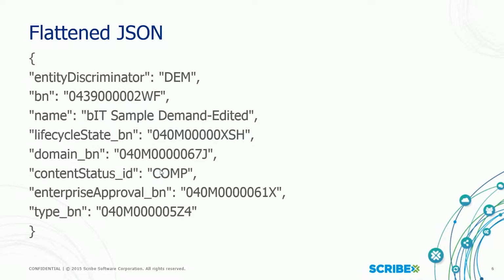What we would like to see is this data formatted in this way, where we have our top level guys that were just fine, entity discriminator, the BN number, the name, and then down here we have lifecycle state underscore BN number. And if there were multiple lifecycle state values, it would be lifecycle state underscore BN, lifecycle state underscore description. You can see that what I've done is I've simply flattened it out. I've put an underscore in between each of the multi-levels of this JSON. And I would like to see that come through to my Scribe Online map. And so what I would like that to look like in Scribe Online is this.